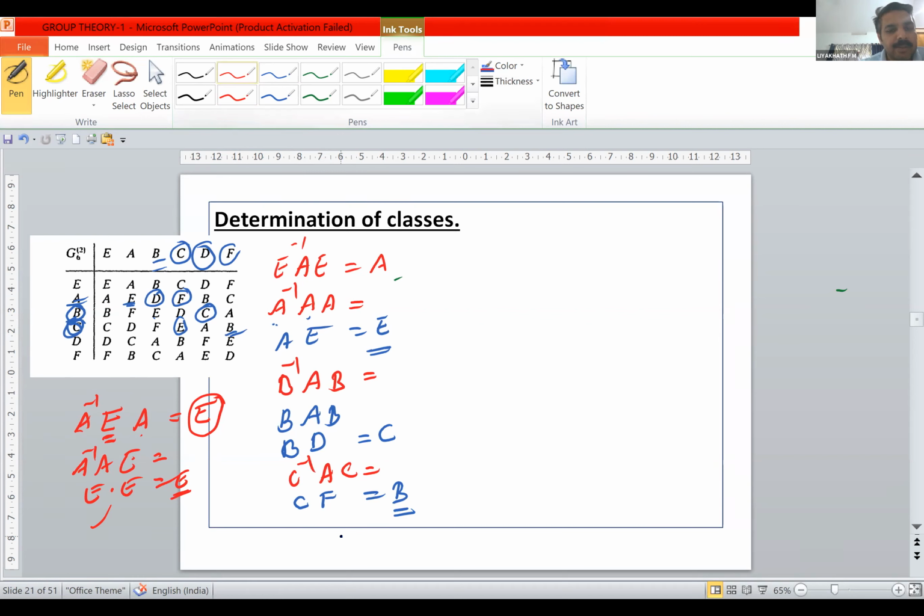Okay, next A, D inverse. And D inverse is equal to... D into D is equal to F. So inverse of D is equal to F because DF is equal to E. Therefore, inverse of D is equal to F.